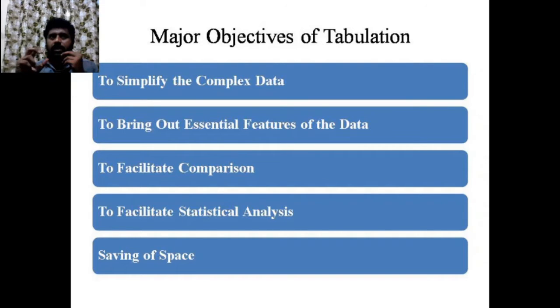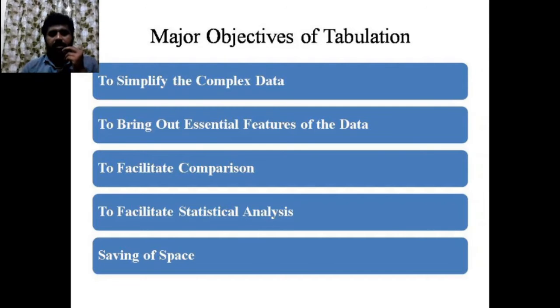Here what happens is that it is going to convert the raw material into finished goods. Whatever the data we might have, when it has been tabulated, it will be easy to grasp the things. So it is going to simplify the complex data. Second, what information is available in the data, we can easily grasp it. So it will bring out the essential features of the data. Thirdly, one of the major objectives of tabulation is to facilitate comparison, and it helps in statistical analysis, and it saves a lot of space.